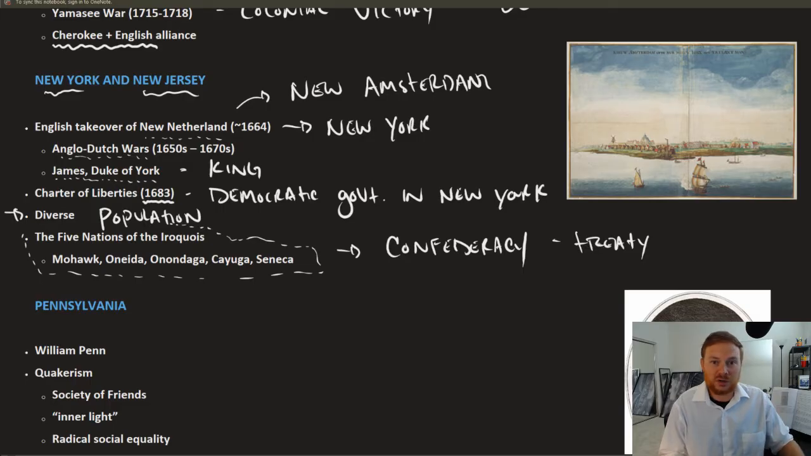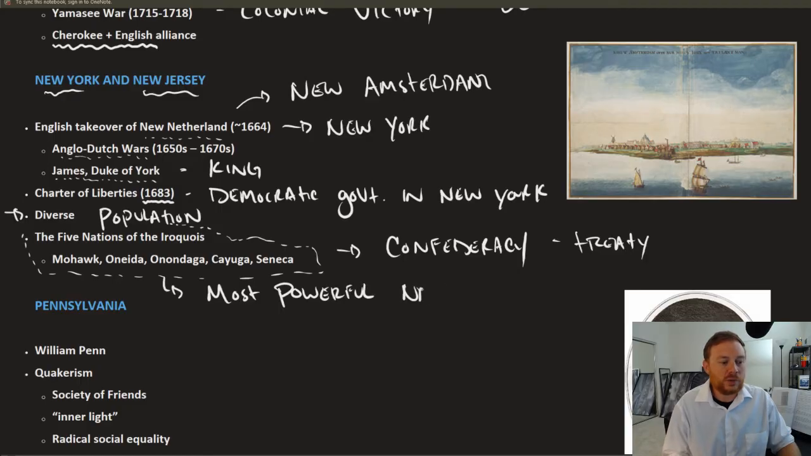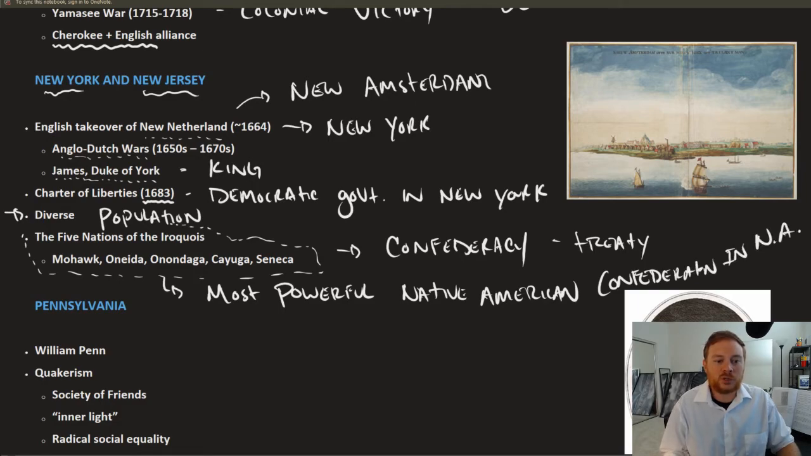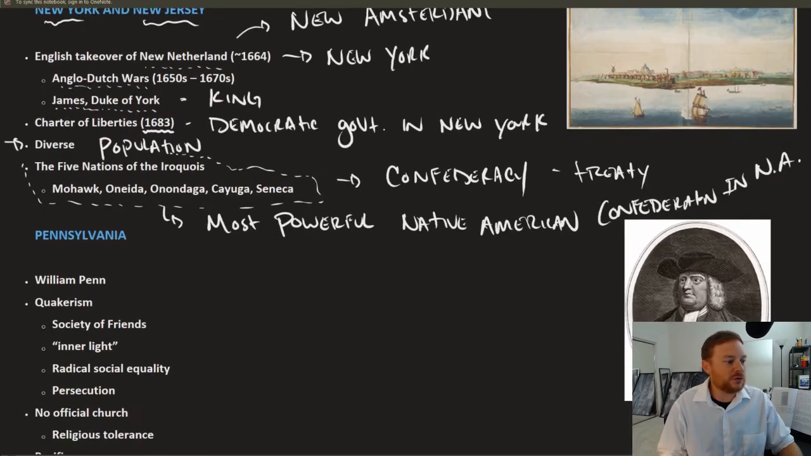But again, like in other areas, as more and more people moved to the area, the stress that it put on resources like land, you could have conflicts break out in the area. It's worth noting that perhaps the Iroquois Confederacy was the most powerful Native American confederation, or really group, in North America, right? So certainly the English colonists in New York wanted to avoid conflict with the Iroquois.